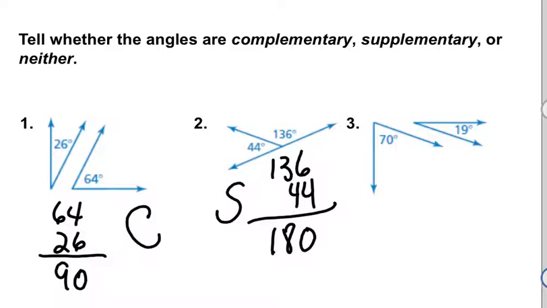What about number 3? 19 degrees and 70 degrees. Showdown. Better have a 3. It's neither, because isn't that 89 degrees? Yep. Okay.